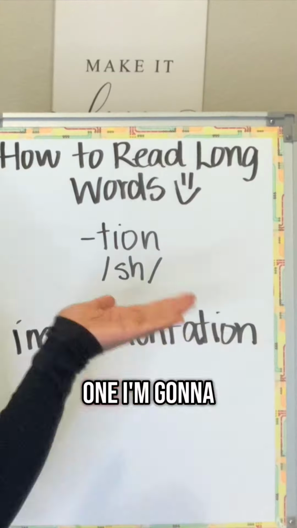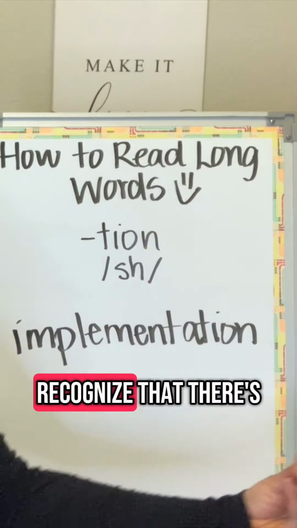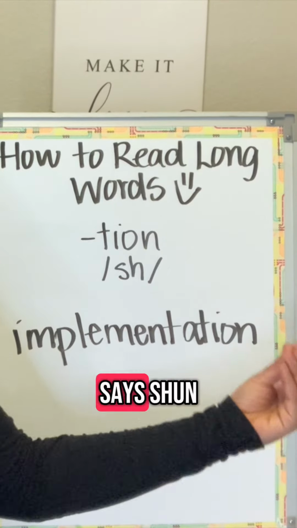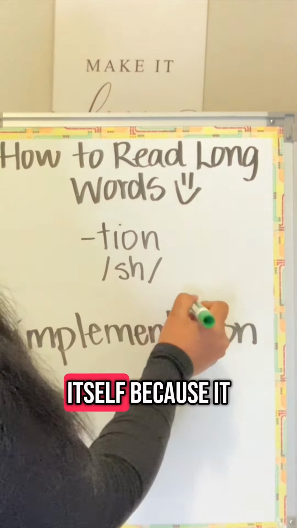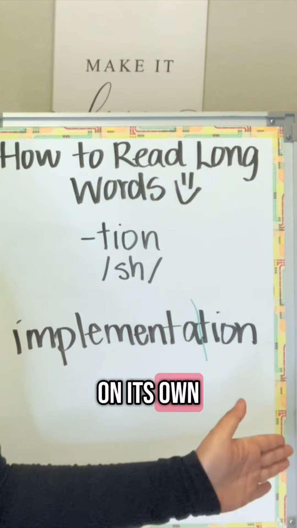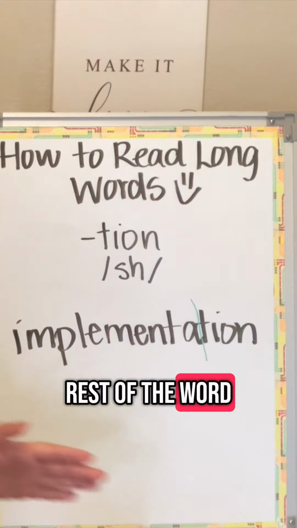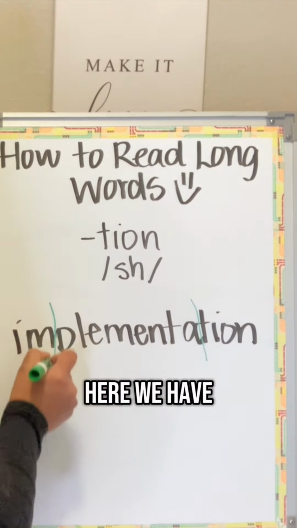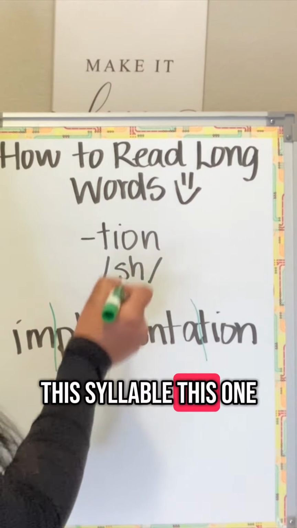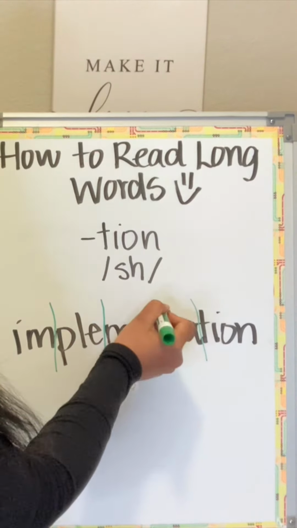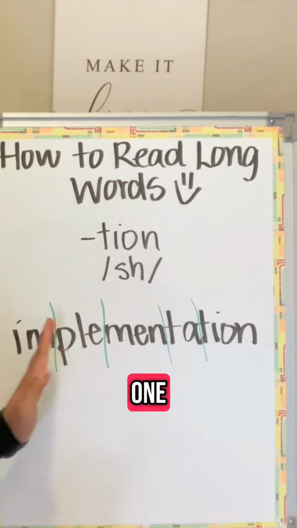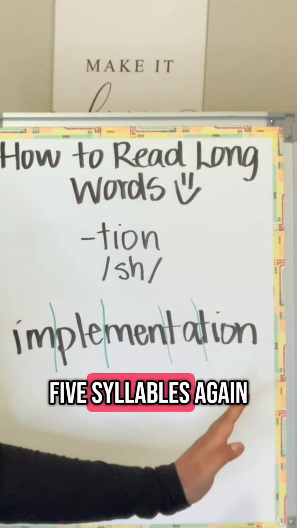Let's try another one. I'm going to do the same thing here. If I can recognize that there's a syllable at the end that says shun, I'm going to put that by itself because it is a syllable on its own, and I'm going to break down the rest of the word. Here we have this syllable, this one, and this one. 1, 2, 3, 4, 5 syllables.